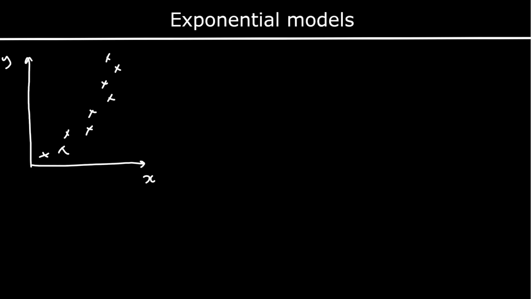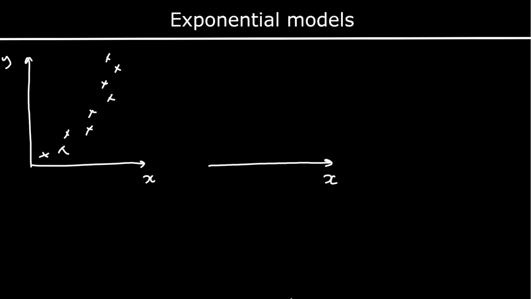Sometimes when we have a correlation, a linear model might not be the best model to use. An exponential model might be a better fit. So if I've got two variables, x and y, and they don't make a straight line, instead we see a curve, then an exponential model might be a better fit.